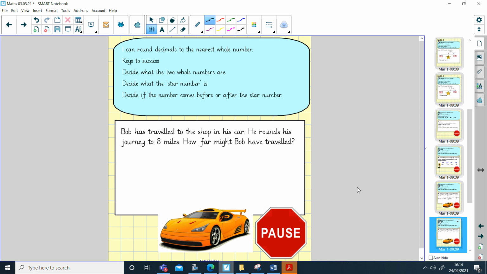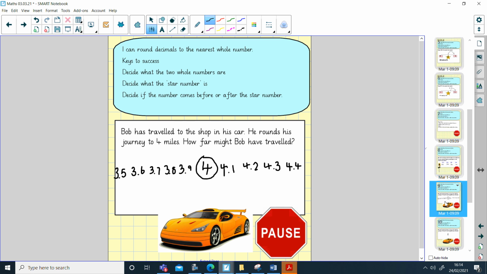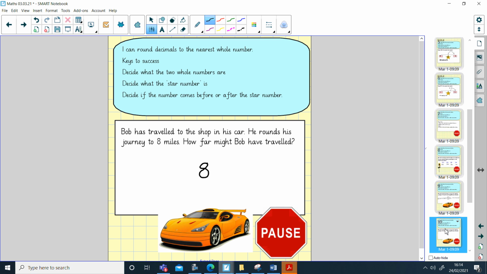Now it's your turn. This time Bob rounds his journey to 8 miles. How far might Bob have travelled? So if you need to rewind and have a look again at what I did, then do that to help you. Come back to me when you have found out all of the possible answers that Bob might have travelled.